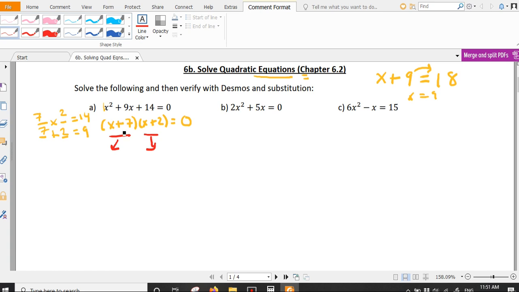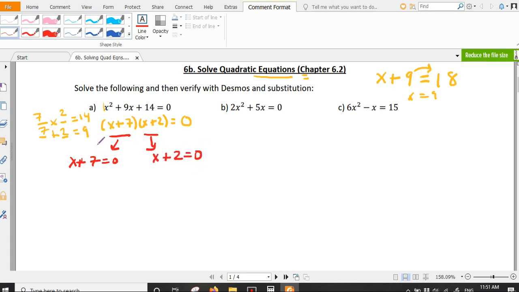Now, how does this help us solve it? Well, again, we're trying to find the numbers such that if I plug it in for x, this whole statement will equal 0. Well, since I factored it, this standard form and the factored form represent the exact same equation, don't they? Now, since they do, that means I want this whole thing to equal 0. Well, if I want this whole thing to equal 0, then either this first factor equals 0, x plus 7 equals 0, or x plus 2 equals 0.